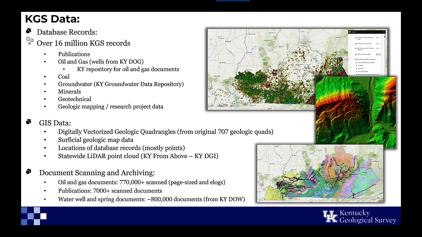So I'd like to back up a little bit and look at an overview of KGS data because I think it'll provide some context for what we provide in this service and why we developed it the way we did. KGS doesn't just have geologic map data like you would think a geologic survey does, but we have many other data sets, including the Kentucky Groundwater Repository, we have oil and gas data, we have coal data, minerals information, geotechnical data from our work with the Department of Transportation, and then of course our geologic mapping and research project data.